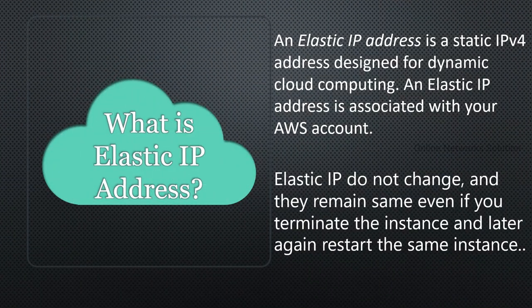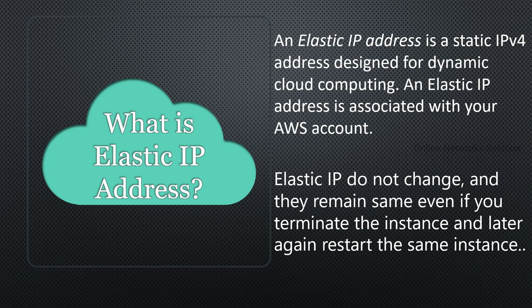Now move on. What is an elastic IP address? An elastic IP address is a static IPv4 address designed for dynamic cloud computing. An elastic IP address is associated with your AWS account. It is not associated with your instance; it is associated with your AWS account.